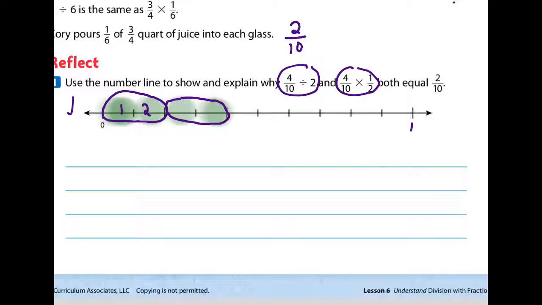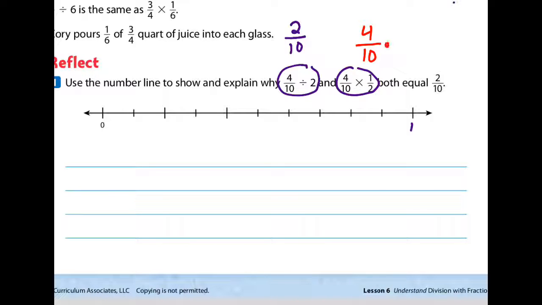Now how is that related to 4/10 times half? Okay, so let's go over that one. Let me erase everything from my number line and we'll show you there. Now when I think of a multiplication problem, 4/10 times 1/2, I always think it means 4/10 of 1/2. So in multiplication, what I need to do first is take half of this number line.